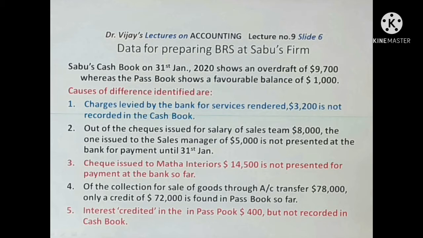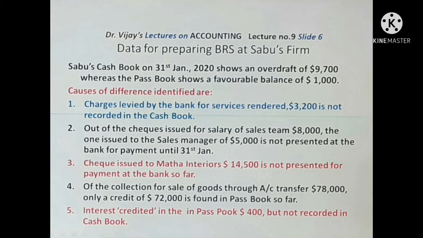Now, fourth cause of difference. Of the collection for sale of goods through account transfer, $78,000, only a credit of $72,000 is found in passbook. In cash book, there is in debit side bank column a collection for sale $78,000. But so far in passbook, there is only credit for $72,000. The rest of the amount is not collected so far by the bank. There is a difference of $6,000 between the two books.